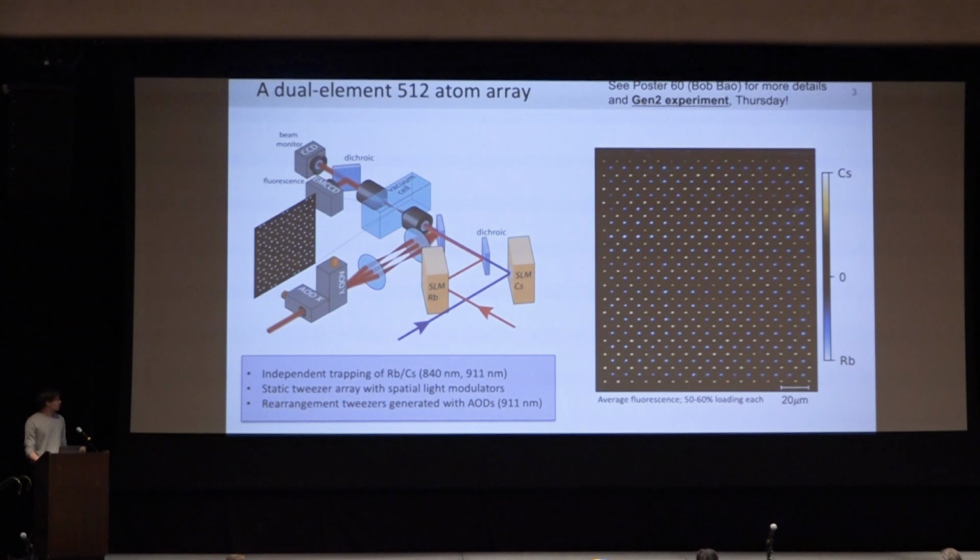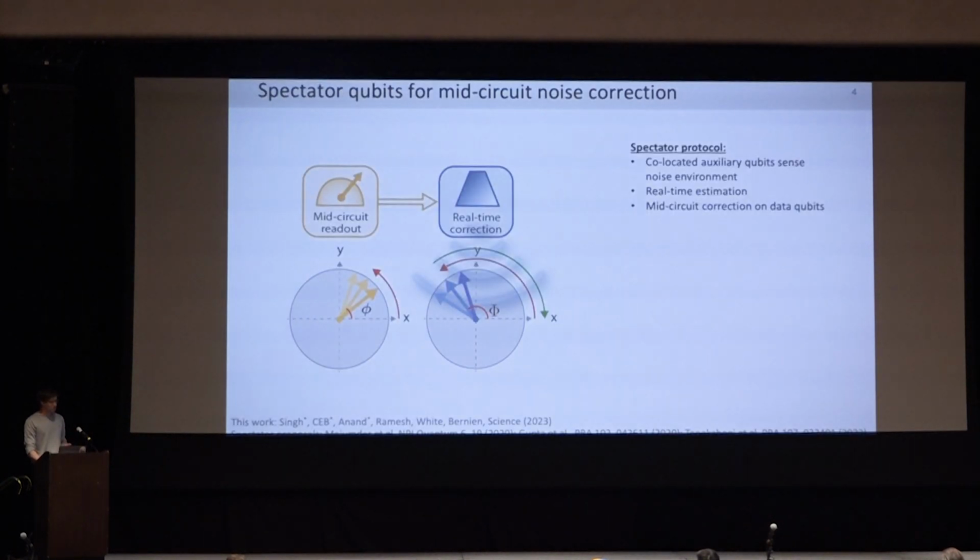So I said I want to highlight one key result, and that's really showing that we can do these mid-circuit measurements in our system. And so the protocol we decided to demonstrate this with is called a spectator qubit protocol. So I want to walk you through that first, just to give you a flavor of what's going on. So we have an ensemble of data qubits, and we can represent them on the XY plane of the Bloch sphere like so.